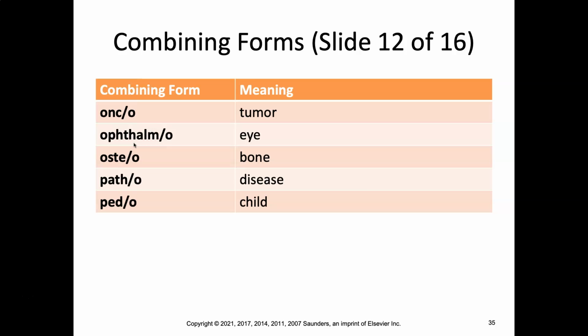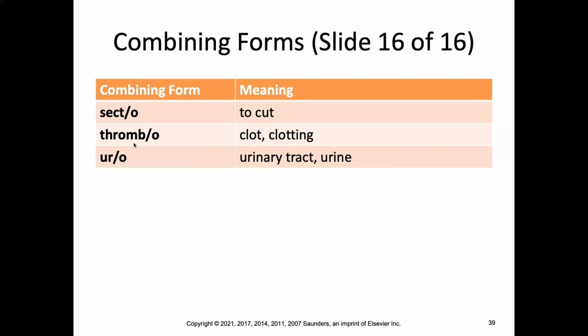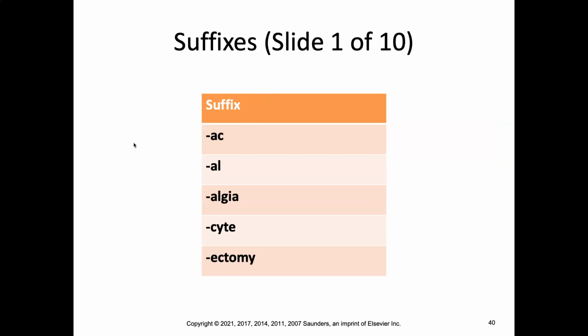Osteo, bone. Patho, disease. Pedo, child. Psycho, mind. Radio, x-rays. Reno, kidney. Rhino, nose. Sarco, flesh. Secto, to cut. Thrombo, a clot or clotting. Uro, the urinary tract or urine.